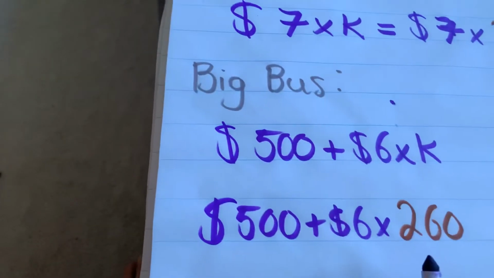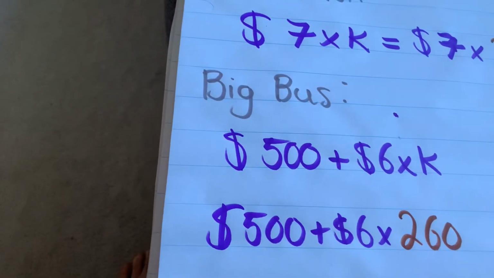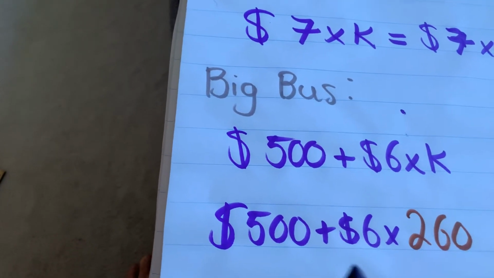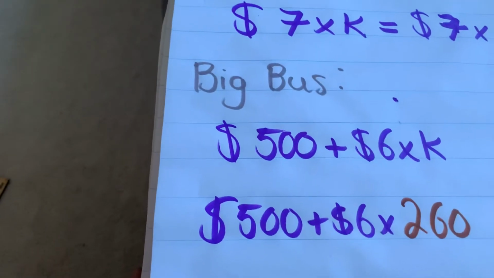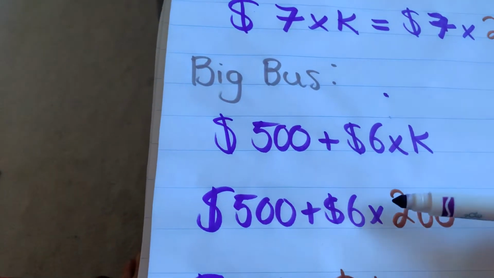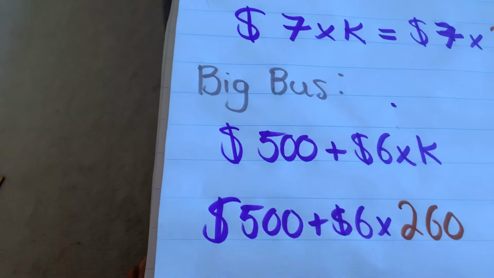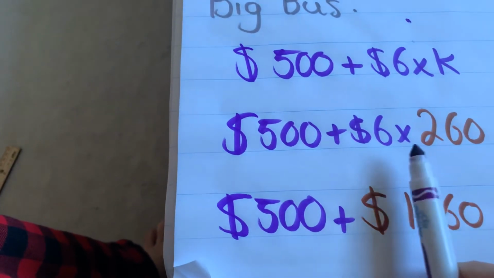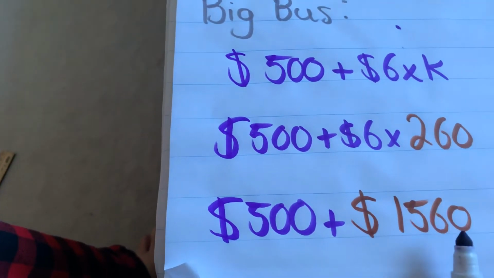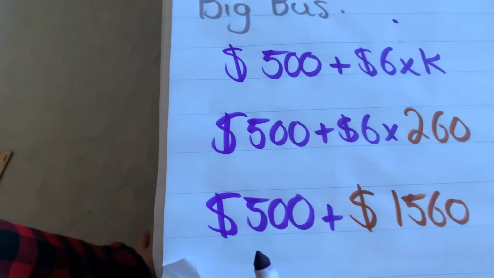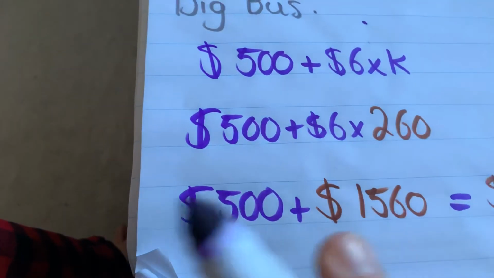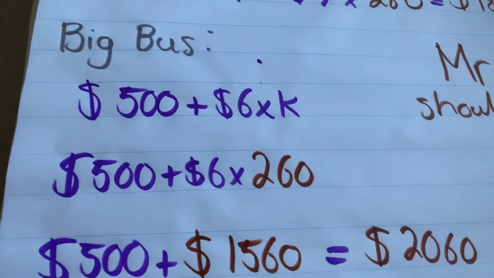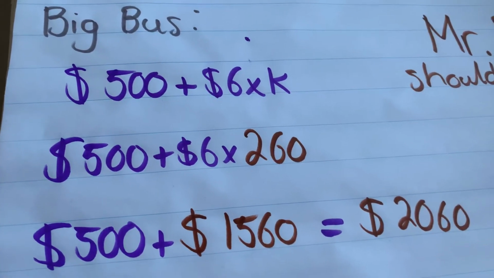So order of operations tells me I have 2 operations. I have 500 plus 6, and I also have 6 times 260. Which one do I have to do first? Order of operations tells me I have to do multiplication first. Multiplication has to happen first. So I do that first. 6 times 260 is $1,560. And my $500 is still there. I haven't done anything to it. I haven't touched it yet. Now, I just simply add those 2 numbers together, which gives me a grand total of $2,060.